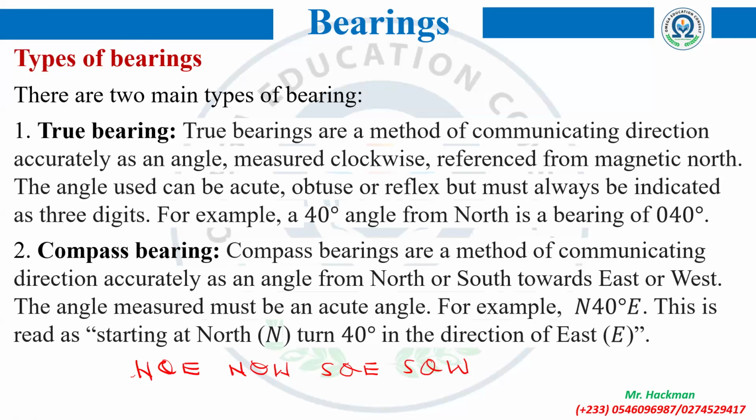So it is north, you move a particular angle towards the west or the east. South, you move a particular angle towards the west or the east. However, with the compass bearing, your angle theta should really be acute. It cannot go beyond 90 degrees. Please take note, it cannot even be 90 degrees. Usually we say that it should be acute.